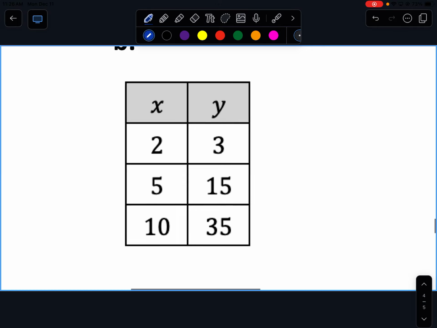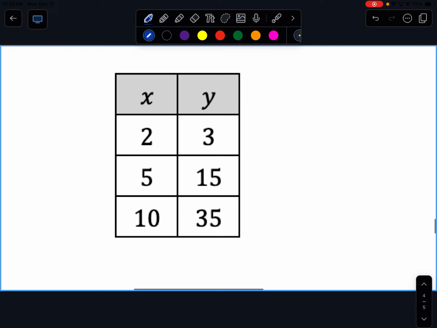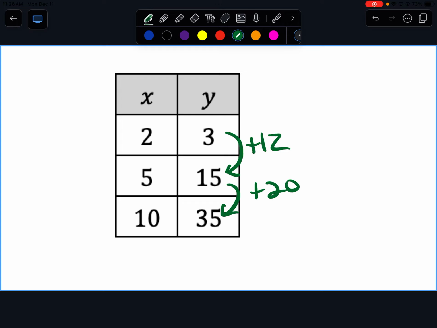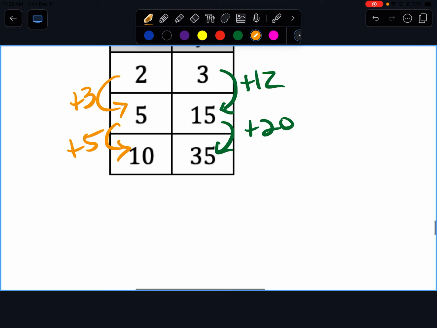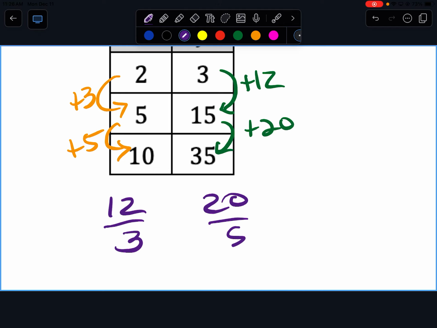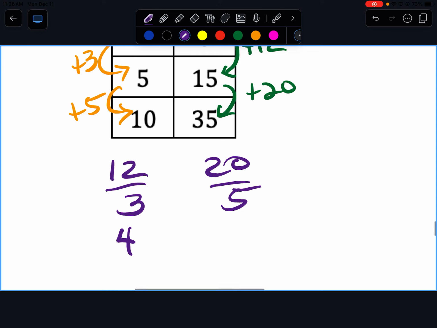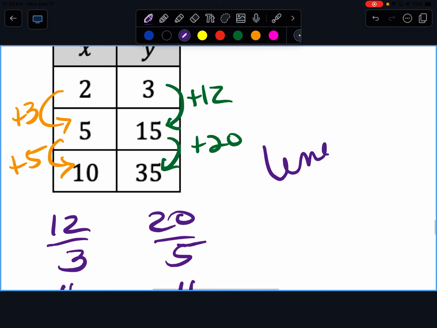There we go. This one goes up by 12, goes up by 20, goes up by 3, goes up by 5. So if we compare these, 12 over 3, 20 over 5, that would be 4. This would be 4. They are equal to each other, so this is linear.